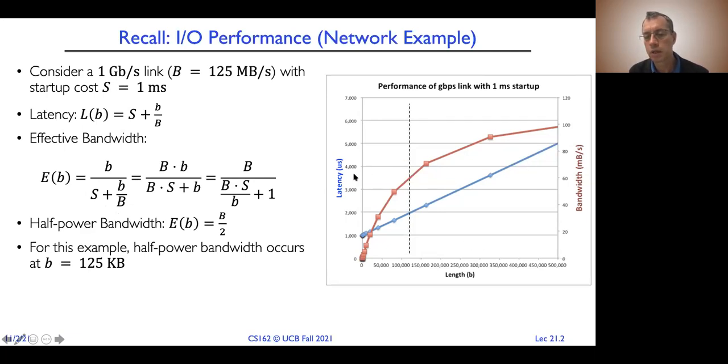On this plot on the right, there are two y-axes. On the left-hand side is the latency, the blue line, and on the right-hand side is the effective bandwidth, which is the red line. Any questions?